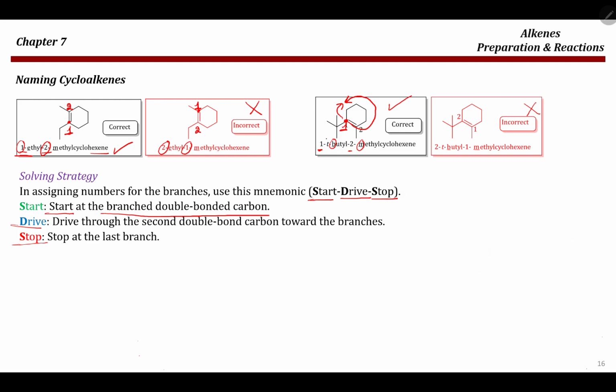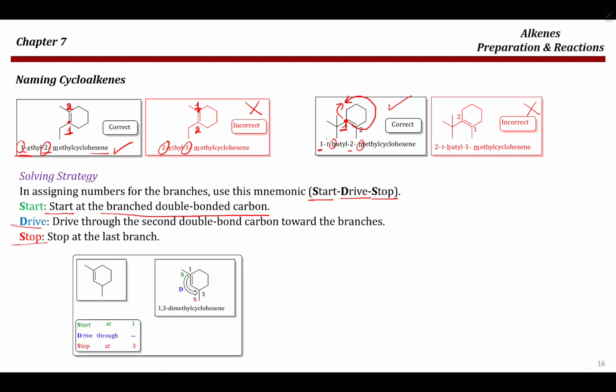Let's try to apply this method. For example, here I have a branch at the double bond and I have a branch outside the double bond. Definitely this is going to be position 1. If this is position 1, then definitely this is going to be 2 and this is going to be 3.